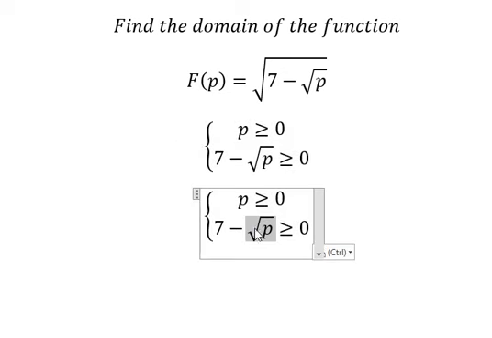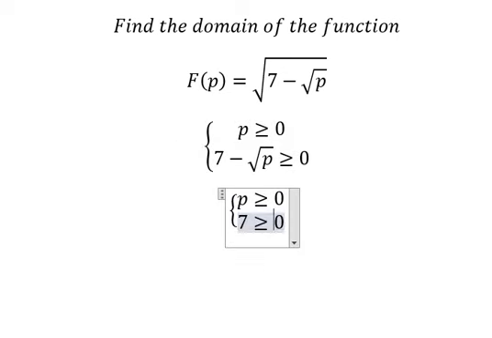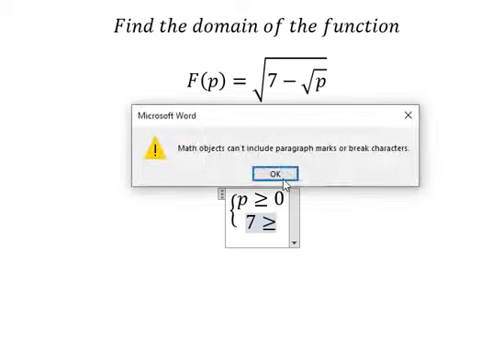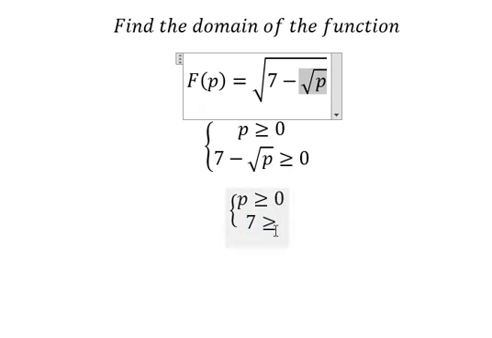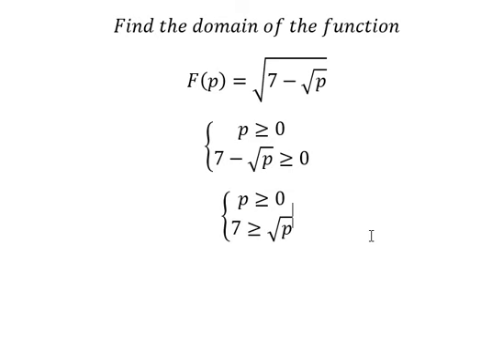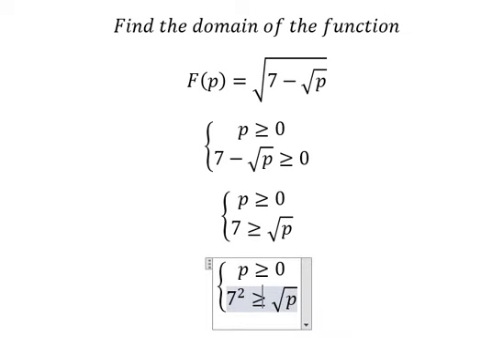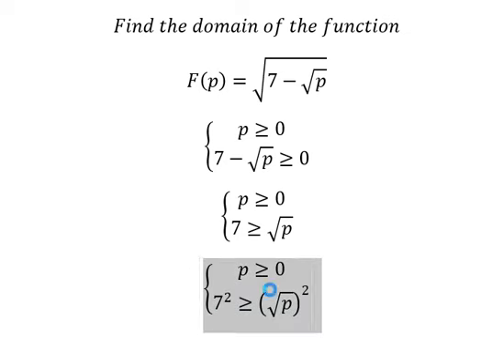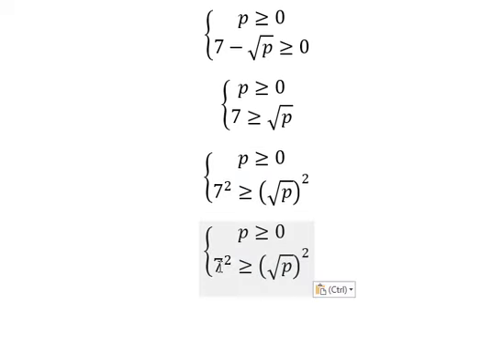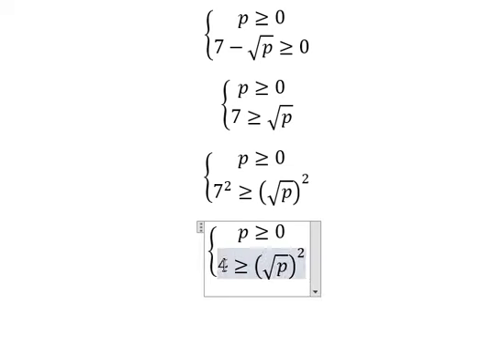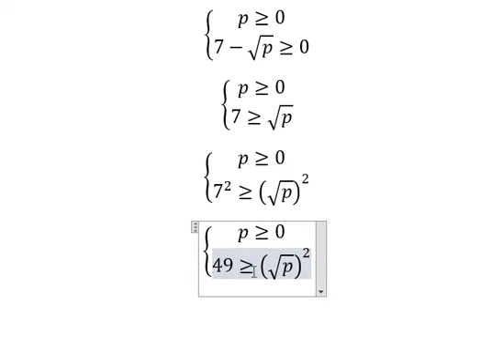So I will put this one to the right. Next, we put the power of 2 on both sides to cancel the square root. And this one, we have 49 is greater than or equal to b.